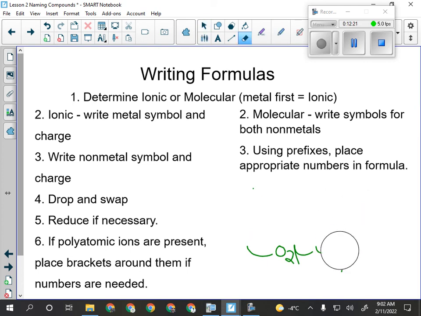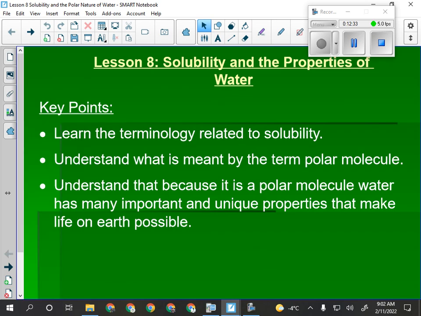All right. Going to talk a little bit about solubility here today, okay, because it's part of our lab, but it's also something we need to understand for chemistry in general. So if I can get you guys to find in your notes package lesson 8 on solubility and the properties of water. We're not going to get to the properties of water today, but we will likely get the solubility stuff done today.